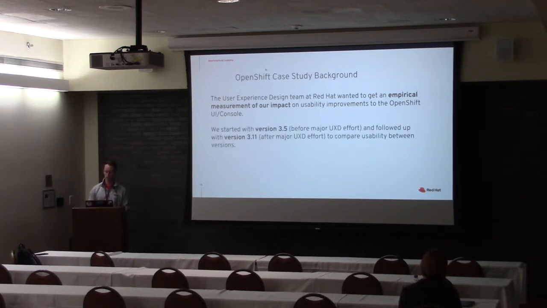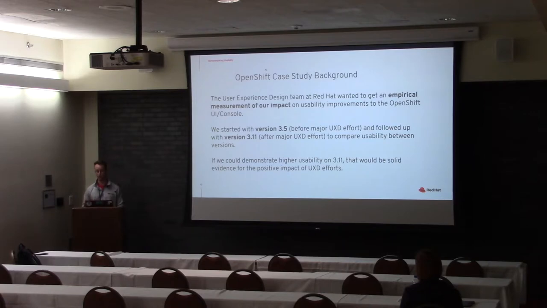So we started with version 3.5, which was before a major UXD effort that had taken place. And then later on, we followed up with version 3.11 after we had done some major user experience implementation in the design, so we could compare this usability between the versions. So essentially the research question or hypothesis is that if we can demonstrate this higher usability on 3.11, this would be good evidence for a positive impact of our efforts on the product's usability.